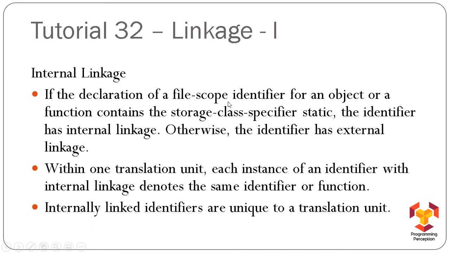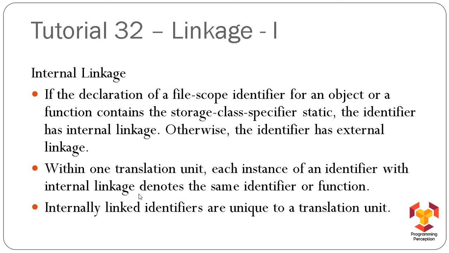So if a file scope identifier, an identifier declared outside all the blocks, has the storage class static, then that would be internal linkage. If it does not have static, then it won't have internal linkage. In fact, it would be externally linked. Now, one translation unit means a single program, and each instance of an identifier with internal linkage denotes the same identifier. What I mean to say is that this identifier will be unique throughout the program.